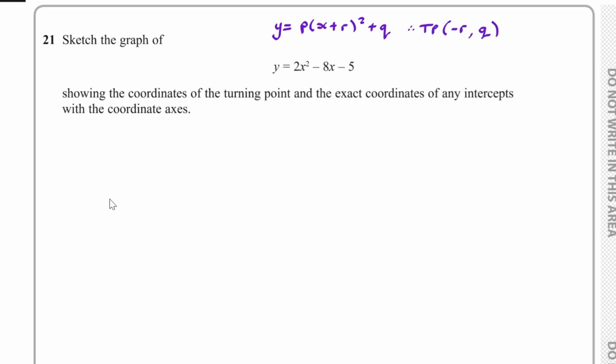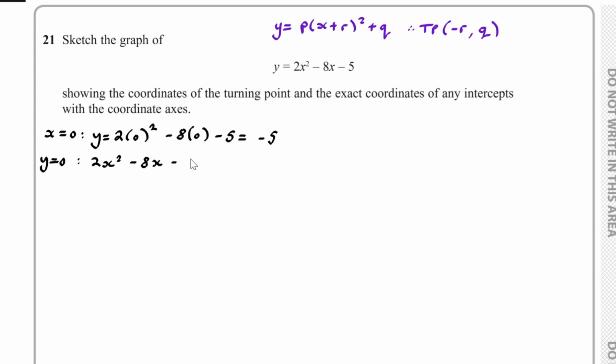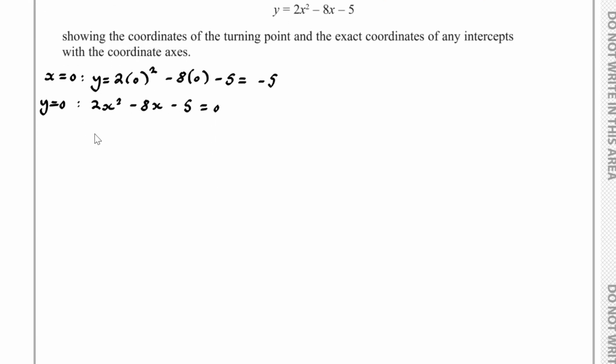Now, first thing we can do is find out where it intercepts the y-axis, and that's quite easy. We simply set x equal to 0. And if we set x equal to 0, we have y equals 2 lots of 0 squared minus 8 lots of 0 minus 5, which is minus 5. And now when y is equal to 0, we're going to have 2x squared minus 8x minus 5 equals 0. Now, if we complete the square, first thing we need to do is take out the 2 from the first two terms. So we have 2 lots of x squared minus 4x, close big bracket, minus 5, this is equal to 0.